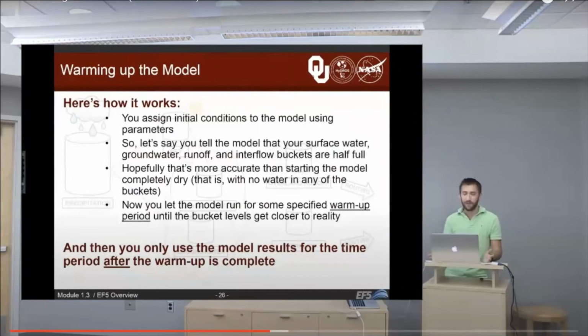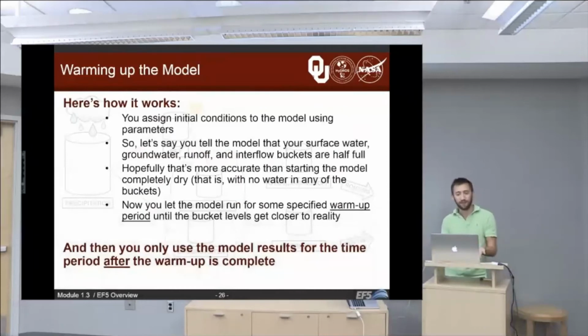It's not going to be 100% accurate. But we know that it's more accurate than saying they're completely dry, that there's no water in any of the buckets, because we know there's at least some water stored in all of the plants and stuff. Otherwise, they wouldn't be alive.